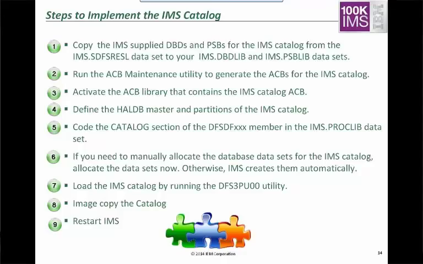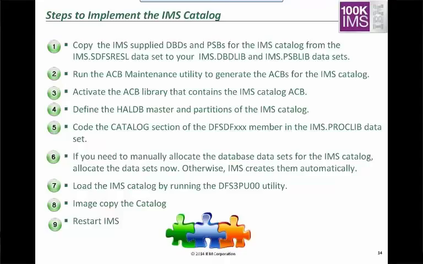Step number 5 is you go into IMS PROCLIB, and in the member called DFSDFxxx, there's a catalog section in that member, and there you define catalog-related parameters. Many of these parameters have to do with whether or not you're enabling the catalog, allocation-related parameters, and so on. And we'll look at some of those parameters when we go into Step 5 in more detail.